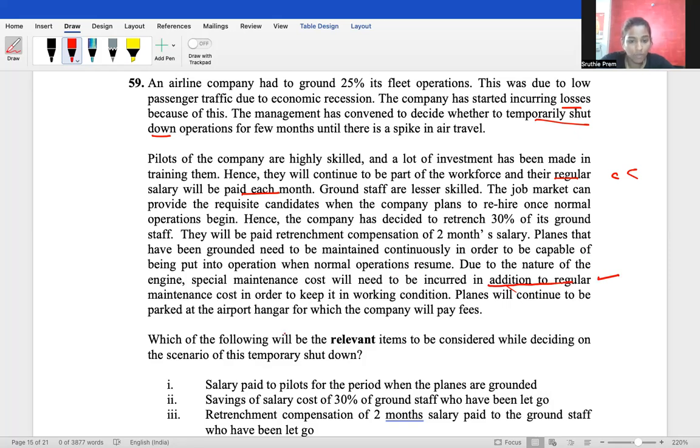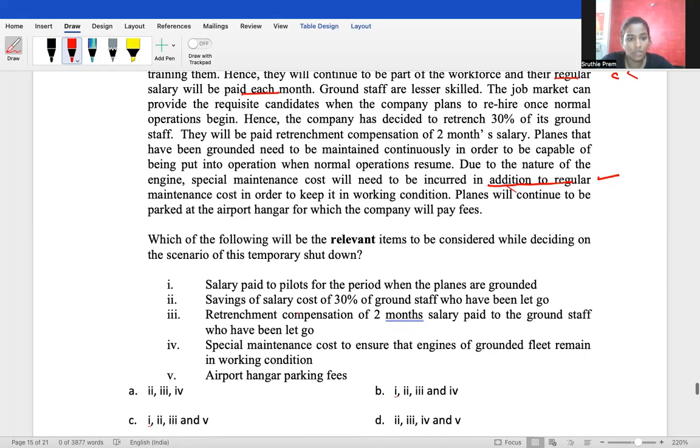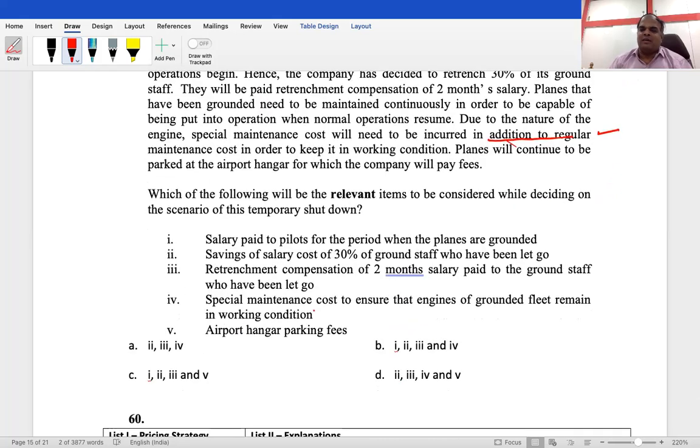Which of the following will be relevant items to be considered while deciding on the scenario of this temporary shutdown? Statement 1: temporary shutdown, salary cost. Am I right? Simple story. So temporarily they want to shut down. If they are going to shut down, what is relevant for the purpose of decision making is all we have to take. So whether I am going to shut down or not, if I am going to incur the cost, it will become an irrelevant cost for decision making.